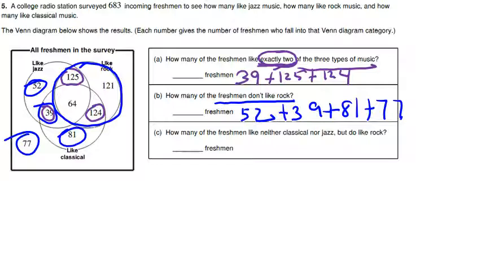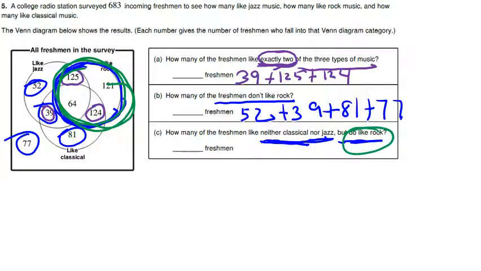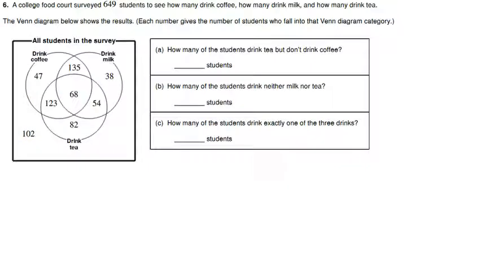How many of the freshmen like neither classical nor jazz, but they do like rock? So neither jazz nor classical, but they do like rock. So you know they like rock, so they've got to be in the rock circle. So we know we're up in here. All right, we like rock, right? But we have to take out the people who like classical or jazz. These people like classical or jazz. These people like classical or jazz. These people like classical or jazz. So we're left with 121, if you can read that. All right, moving on. Stop the video, read it, work it out.